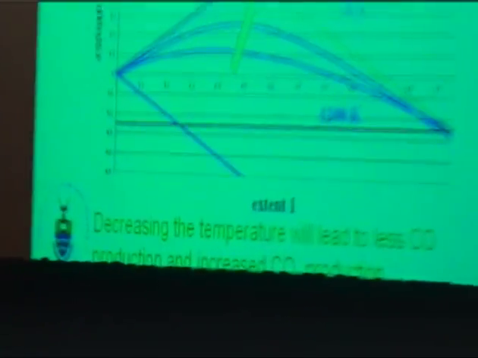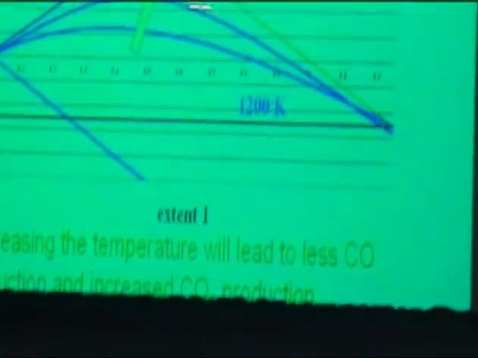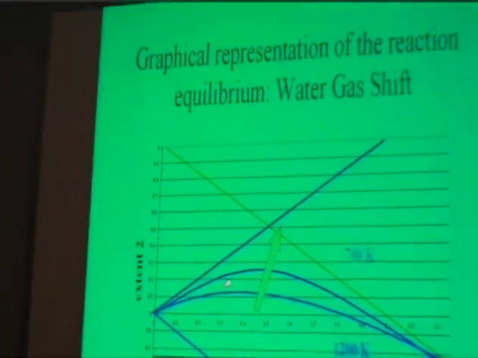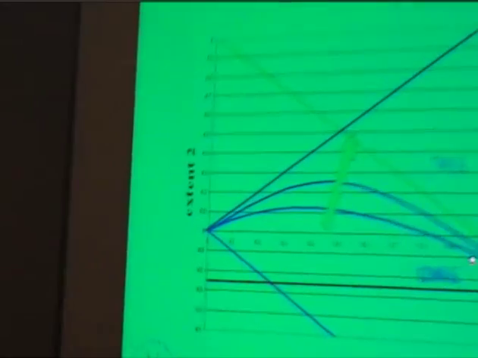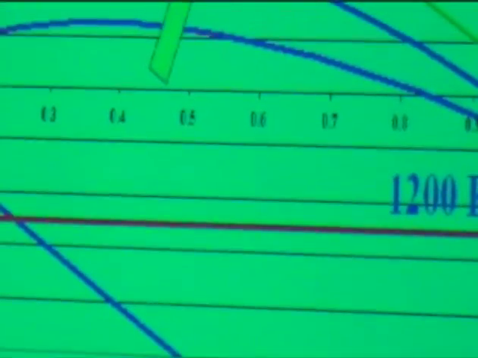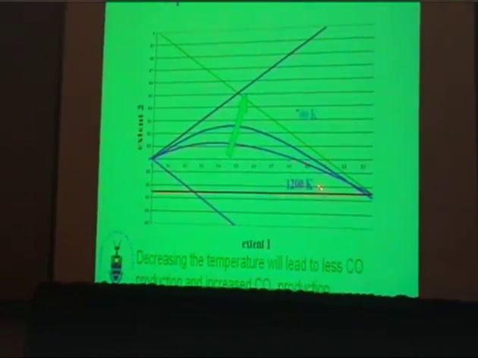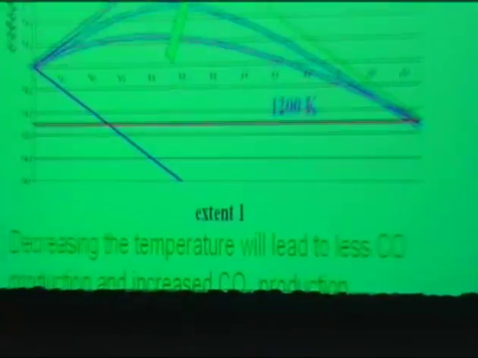What about water-gas shift equilibrium? Well, we can draw lines of water-gas shift equilibrium on this diagram. Here you can see it for 700 K, and here you can see it for 1200 K. So decreasing the temperature will lead to less CO production, and there's a mistake. I think you can't see the CO2. The CO2 is stuck below.